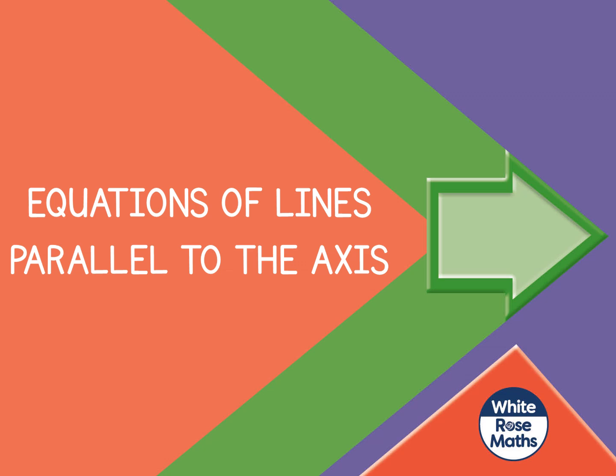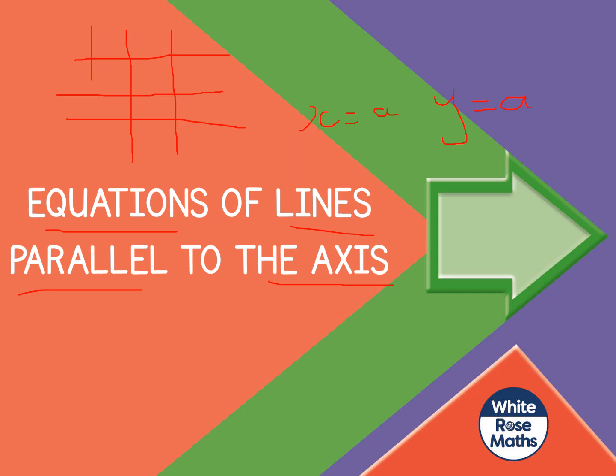Okay guys, welcome to this video looking at equations of lines parallel to the axes. So specifically, equations of the form x equals a and y equals a, where a is just a constant, so a is just a number. So we're looking at horizontal and vertical lines. Imagine that this is my axes, horizontal and vertical lines.